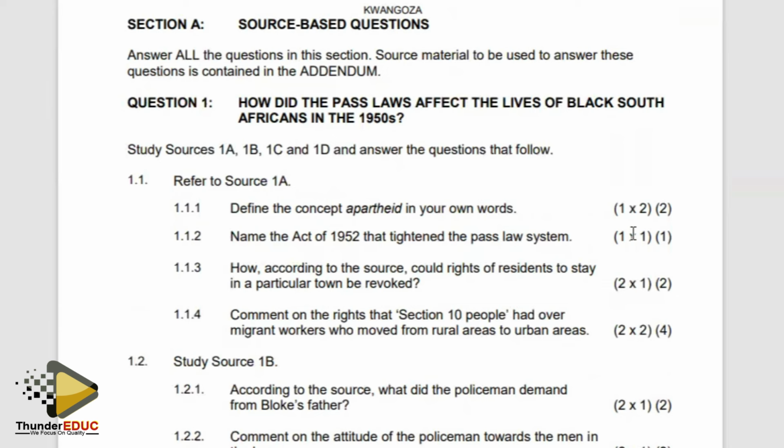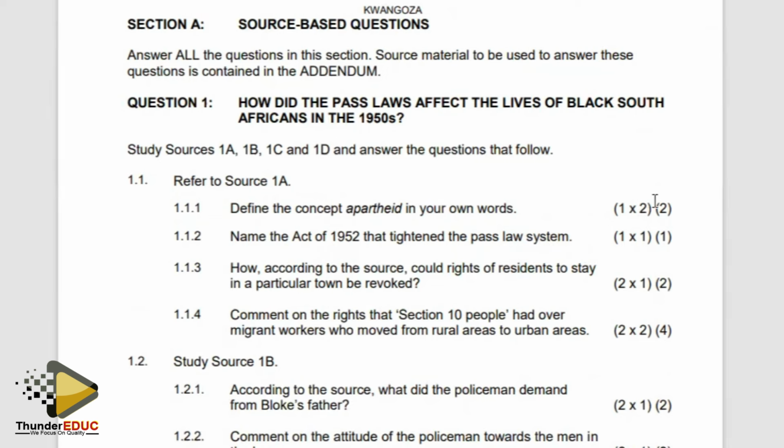We are doing a memo discussion for a history paper, which is the end of year paper. Remember, with our social sciences, we have 35 that comes from term 3 work and 40 coming from term 2 work. So now we are going to start with section A.